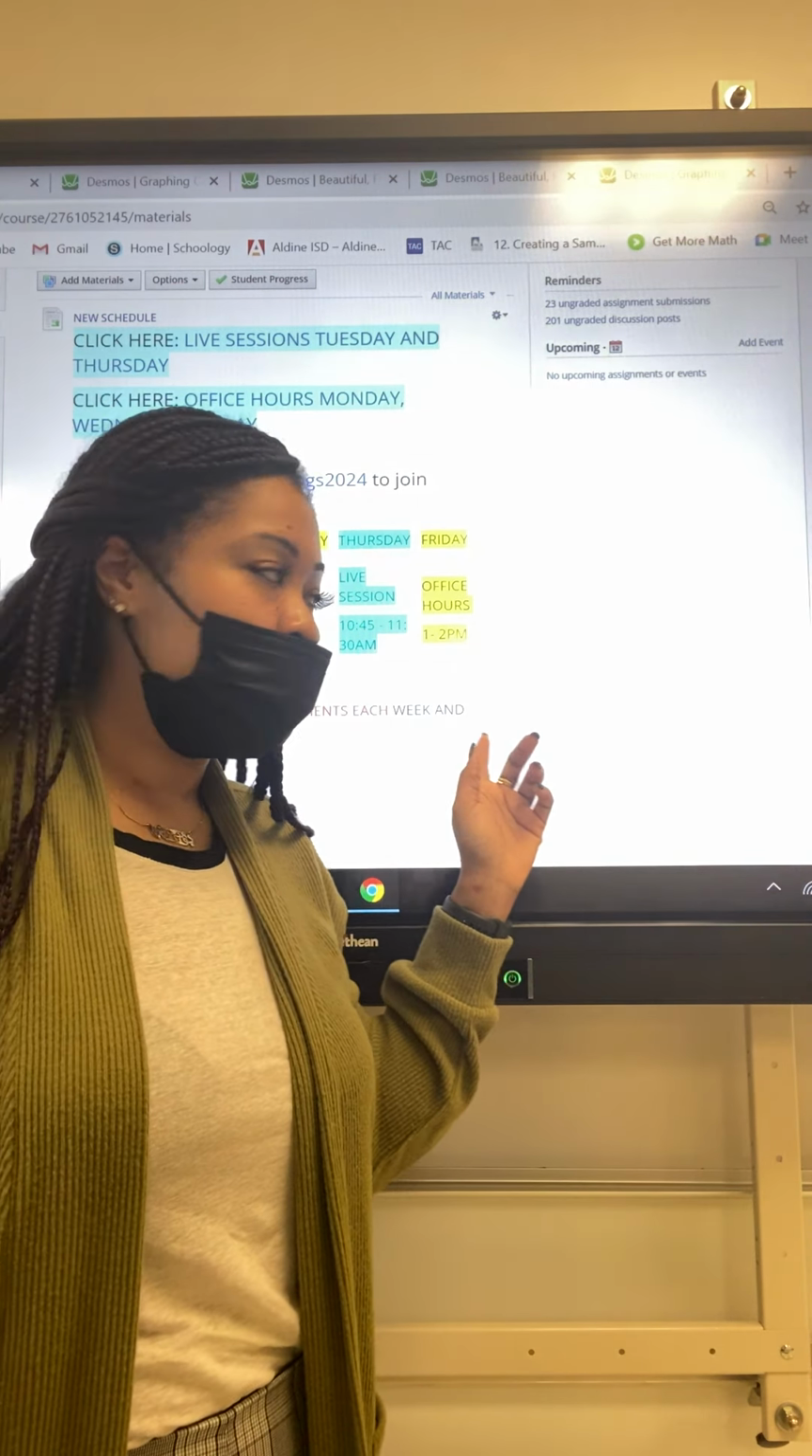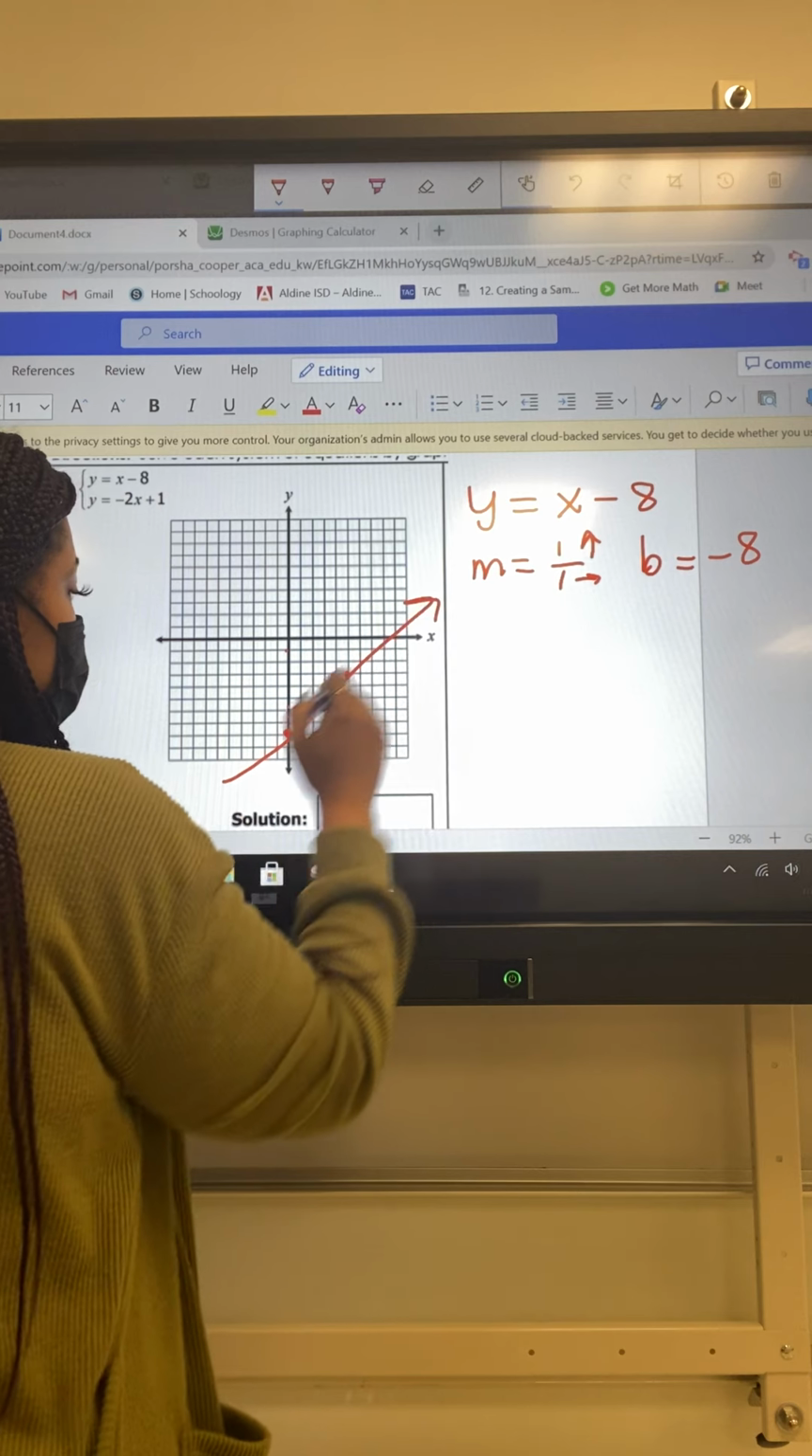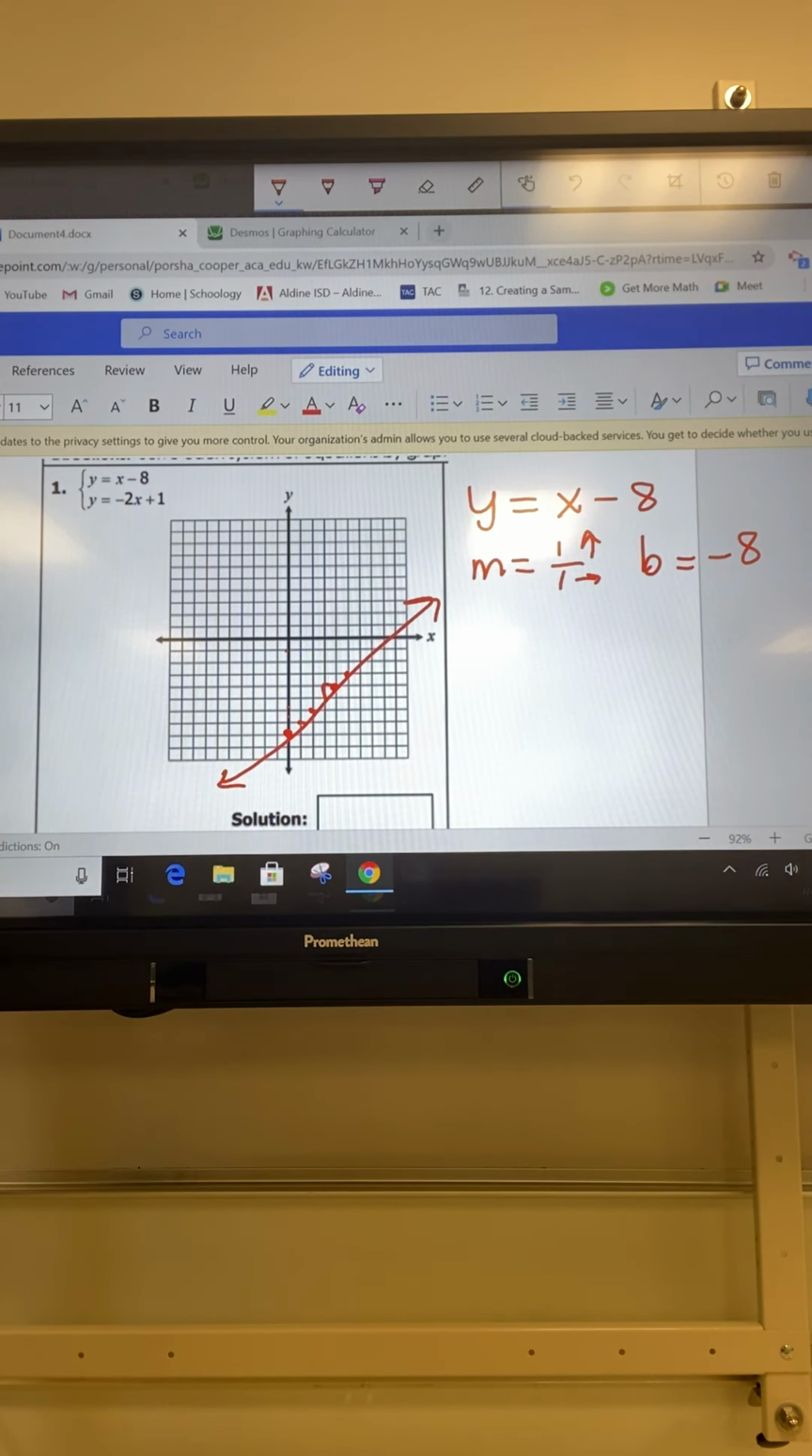It's going to be this point right here, and then we're going to follow our slope, which is 1 over 1. So we're going to go up 1, right 1, and that would be here. Then we're just going to continue that pattern, up 1, right 1, up 1, right 1, up 1, right 1. And that's going to give us this line. So that is the line of the first equation.